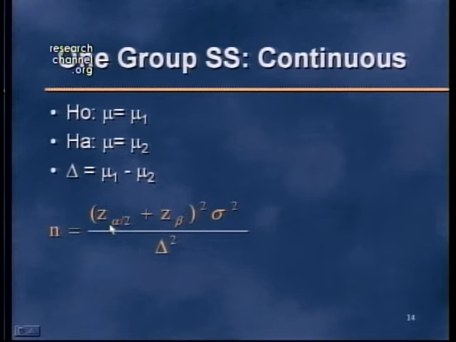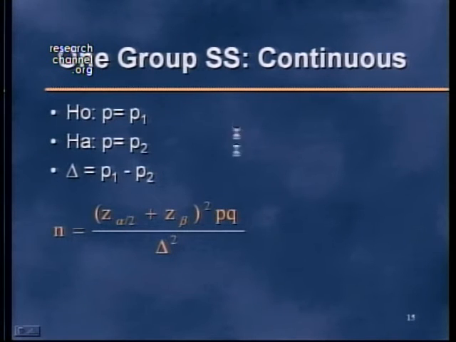And we have z corresponding to the alpha of interest, z corresponding to the beta of interest, an estimate of variance, and then the delta, the difference between these two values, mu 1, in the denominator.